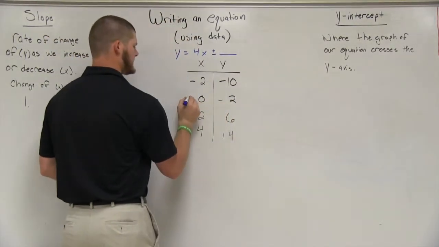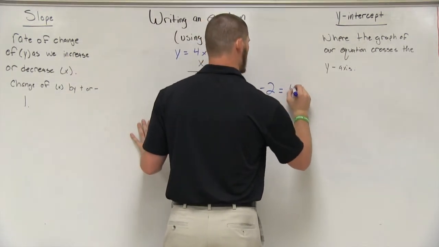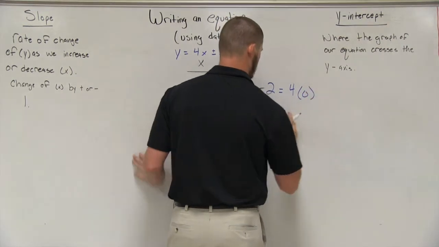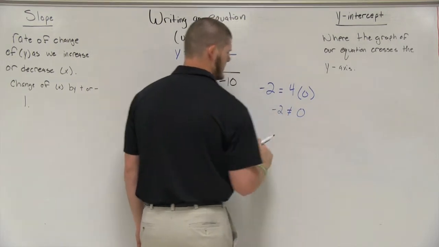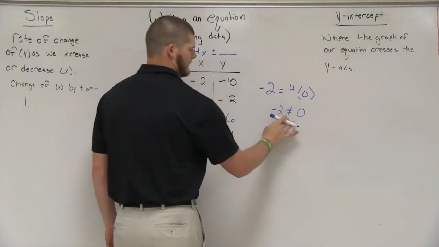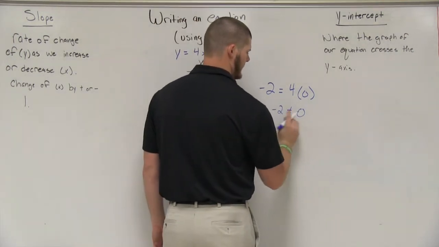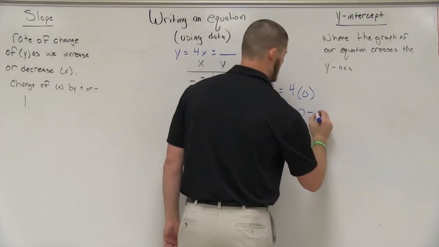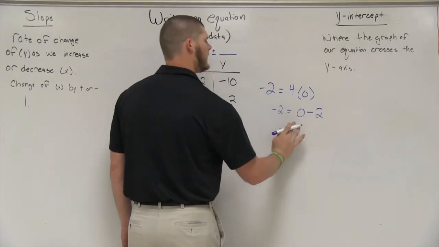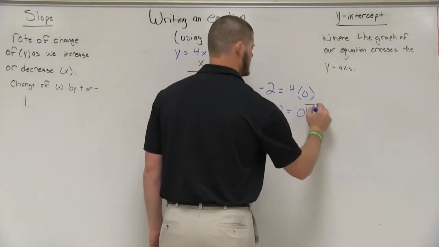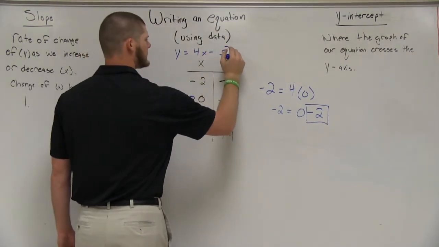So if we use 0, my y at 0 is negative 2, which equals 4 times 0. So let's see if this is true. 4 times 0 is 0. 0 does not equal negative 2. So if we want both sides to be equal, we have to change our 0. We have to do something to it. 0 to negative 2 is a minus 2. Now 0 minus 2 does equal negative 2. So we know that my change, my y-intercept, is minus 2.